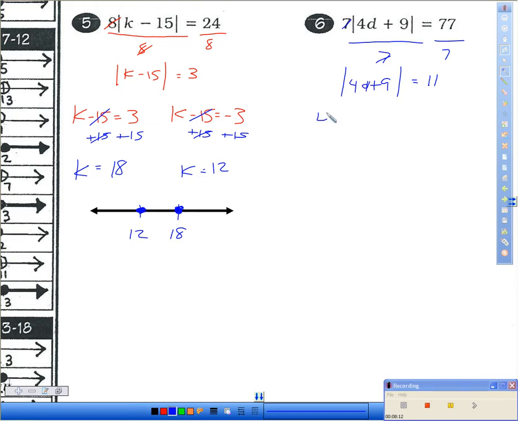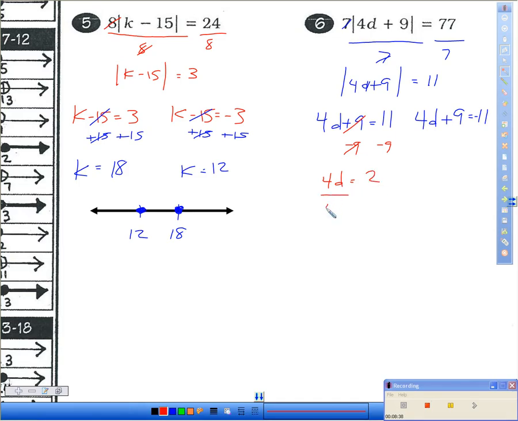We need to say 4d plus 9 equals 11, just as it appears there without the absolute value bars, and 4d plus 9 equals negative 11. Well, let's solve those 2 equations. These are 2-step equations, so we need to subtract 9 from the left, subtract 9 from the right. The 9's cancel, and what we end up with is 4d equals 2.